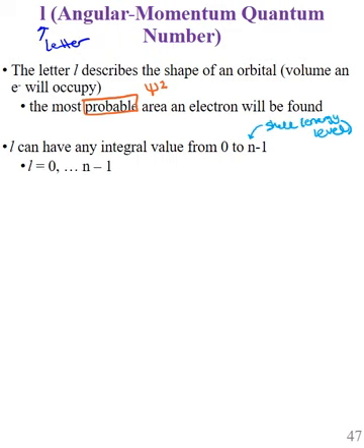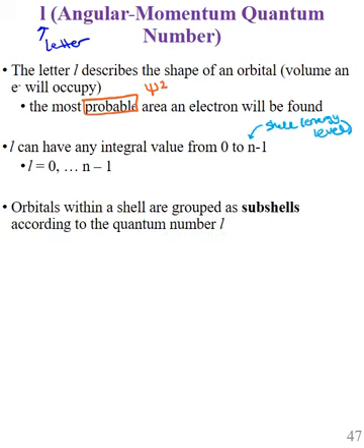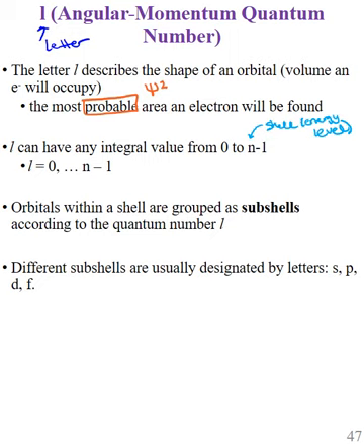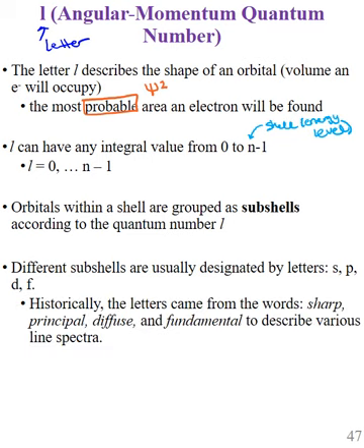Okay, so L can have any value between 0 and n minus 1. Orbitals within a shell are grouped as subshells according to the quantum number L. We said that n is our shell, so L is our subshell. Different subshells are usually designated by letters. We can have S, P, D, and F.